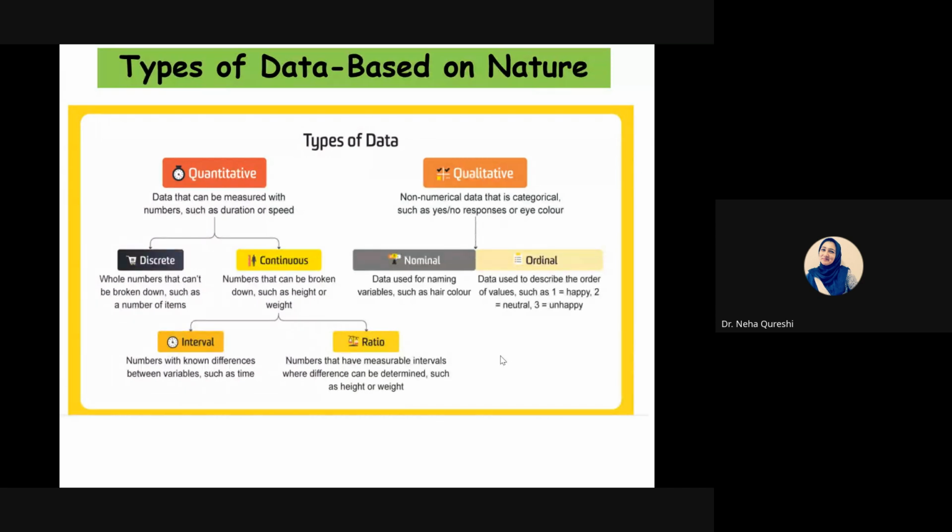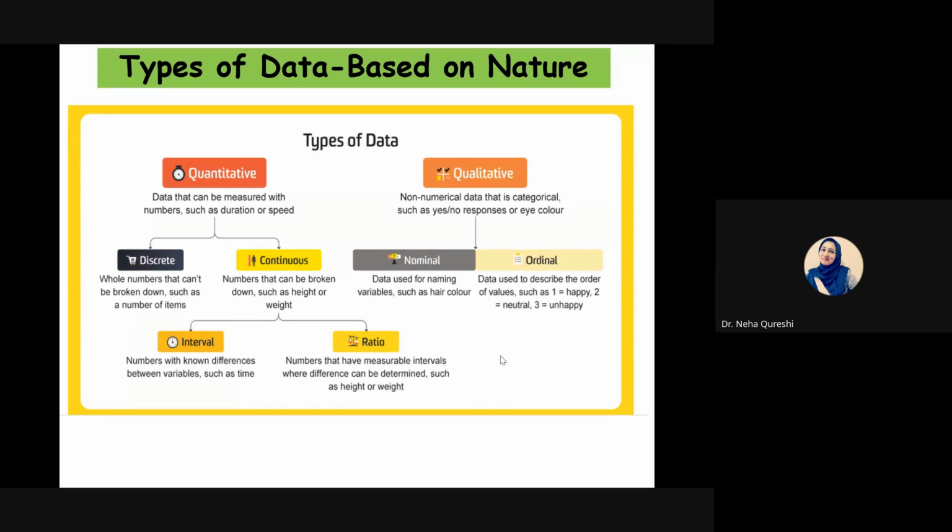Then qualitative data is non-numerical data. Of course, qualitative data handling is actually difficult. It seems easy, but it is not. Anything which can be quantified or measured is easy to analyze. But there are certain things which cannot be quantified, but they definitely have a role to play. So that's why qualitative data handling is very tricky.